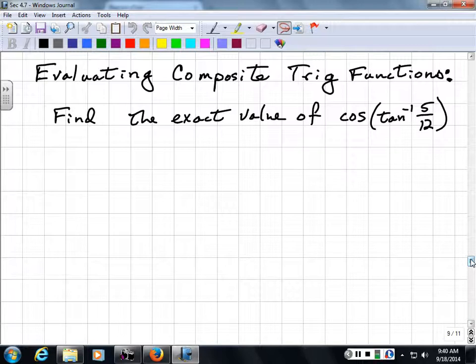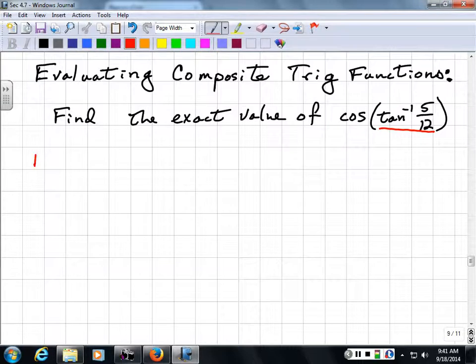So we want to find the exact value. We're going to look at what's inside the parentheses first. We're going to concentrate on this tangent inverse of 5 over 12. Okay? And let's understand what we're looking at here.